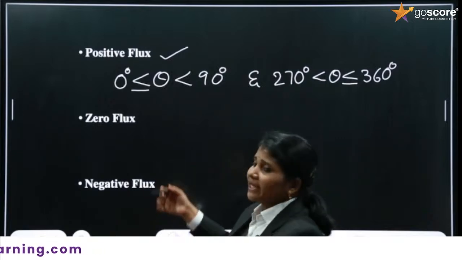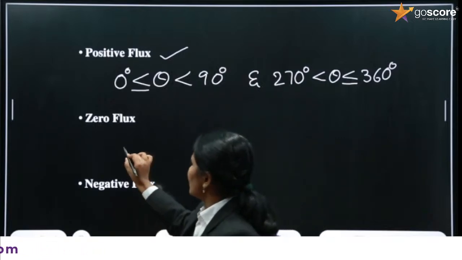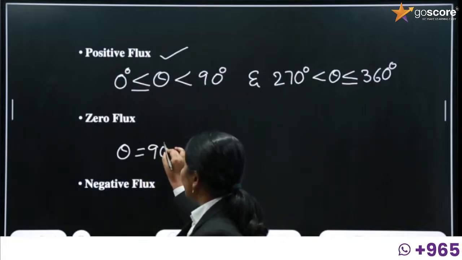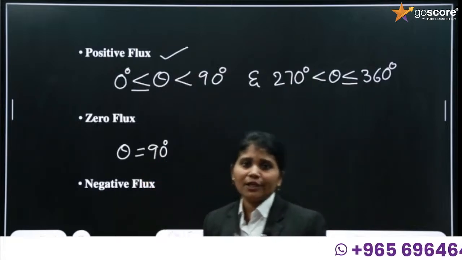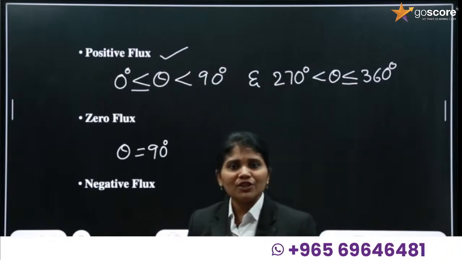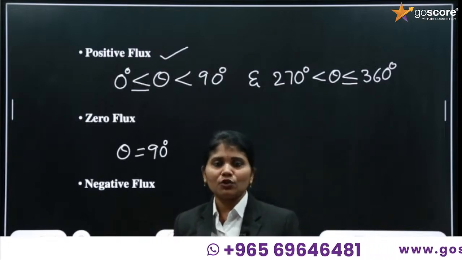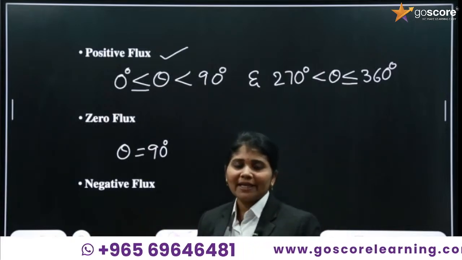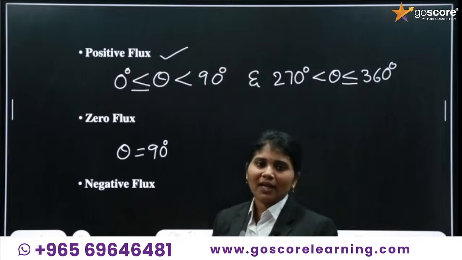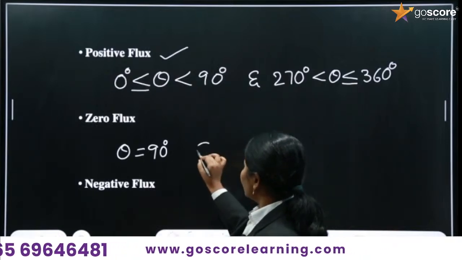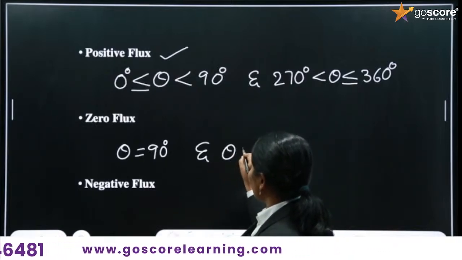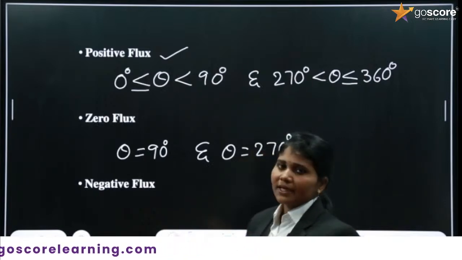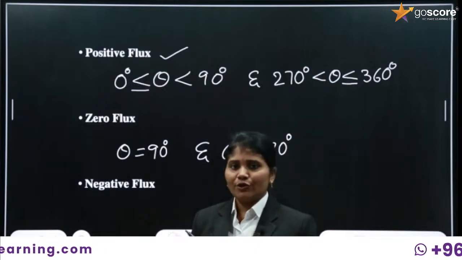Then when we are getting the zero flux, already I explained this. At theta equal to 90 degrees, cos 90, how much guys? 0. Then the total product is also 0, so the flux value is 0. In another condition also, theta equal to 270 degrees, we are getting the zero flux.